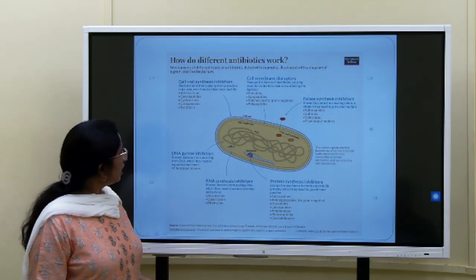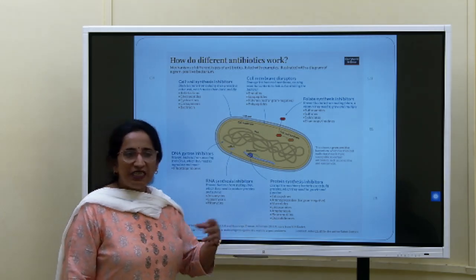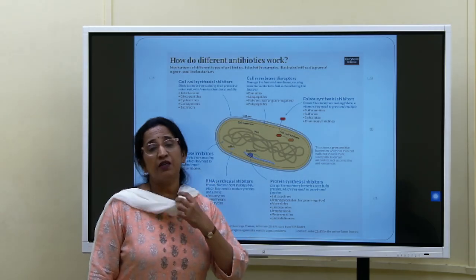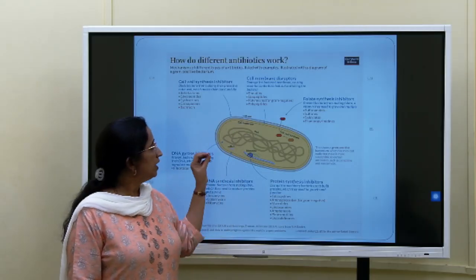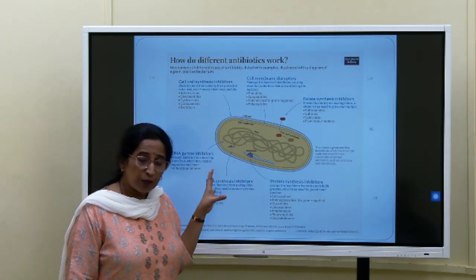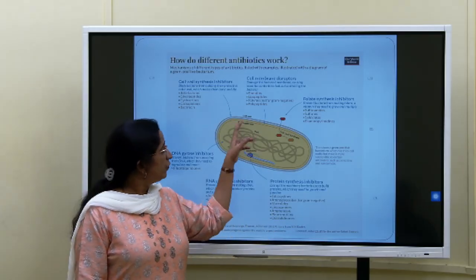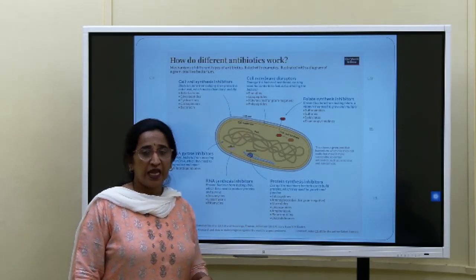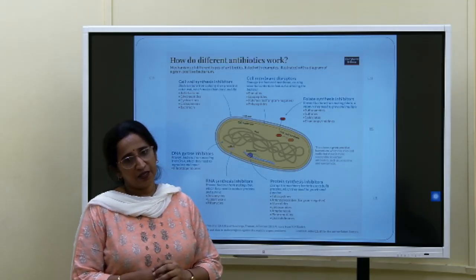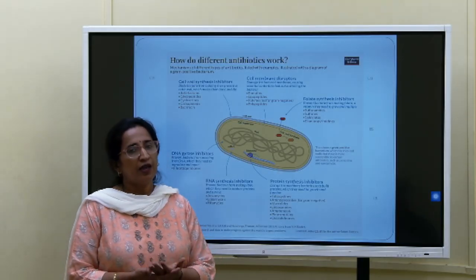So we have seen how there are so many multiple types of antibacterial agents which can act on different important processes in the cell, different important structures within the cell, and thereby they can give the necessary antibacterial action.